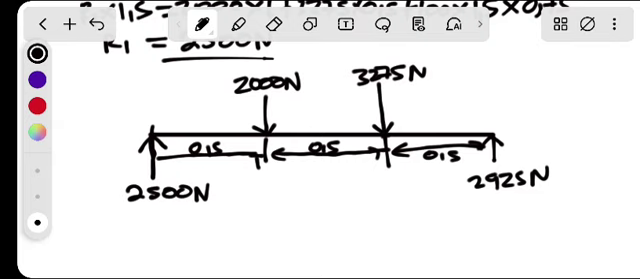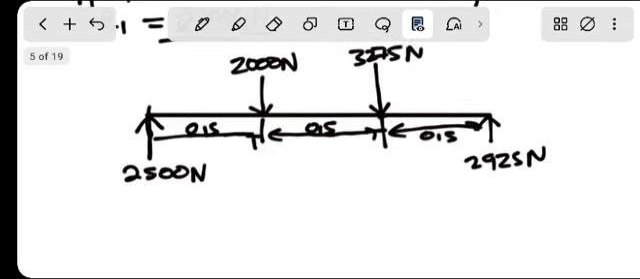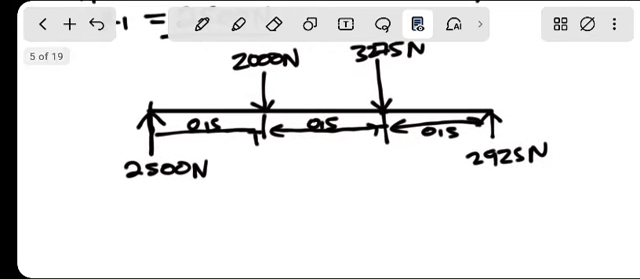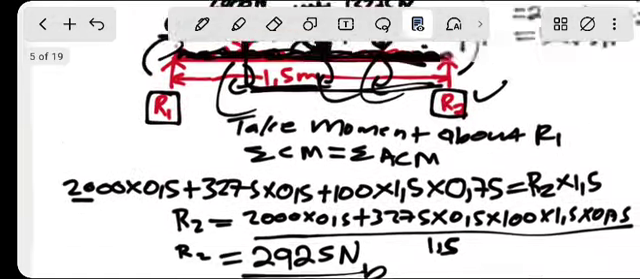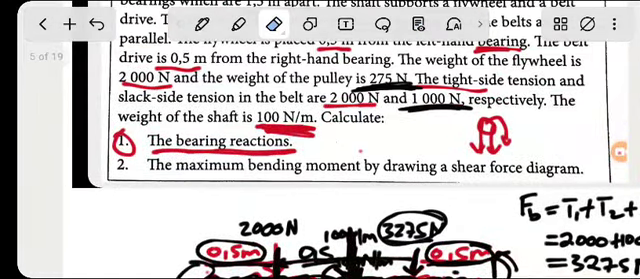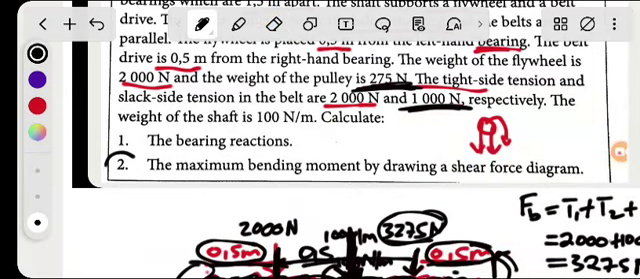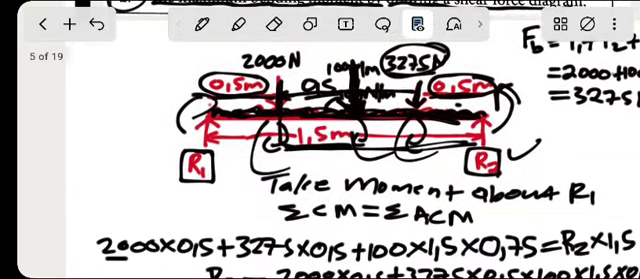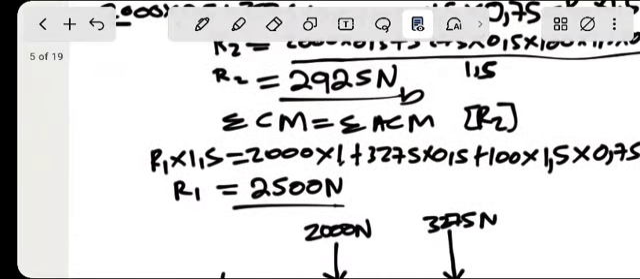Why I'm drawing this now in full is because, guys, we want to calculate the maximum bending moment. Well, the reaction we're done. We found this reaction. Okay, we did question one. I think now we're here at question two. Determine what? Calculate the maximum bending moment by drawing the shear force diagram. Okay, maximum bending moment.